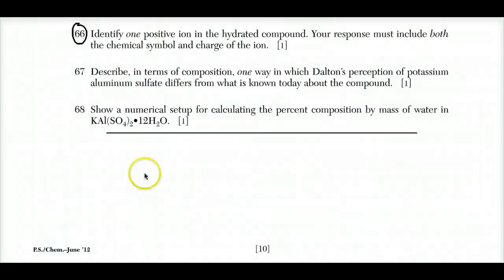Okay, so 67. Describe in terms of composition one way in which Dalton's perception of potassium aluminum sulfate differs from what is known today about the compound. All right, in terms of composition, you have to answer questions based on how they are asking them. They're telling you to answer in terms of composition. Composition means how it's made up. So we're going to have to compare Dalton's perception with the current.